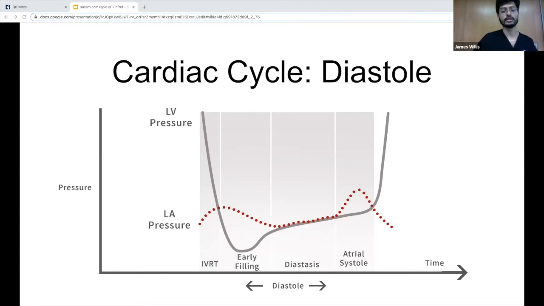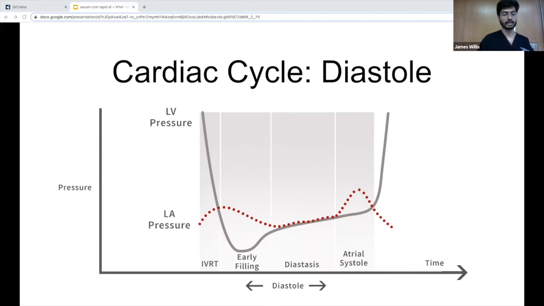So that's the early filling or stage 2. It's passive filling that occurs into the left ventricle. This accounts for about 70 to 80% of all the volume, which ends up being the end diastolic volume in the LV. At some point, once the pressures equilibrate, you get to this third stage called diastasis, where you no longer have passive flow.